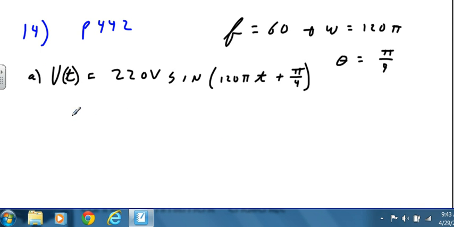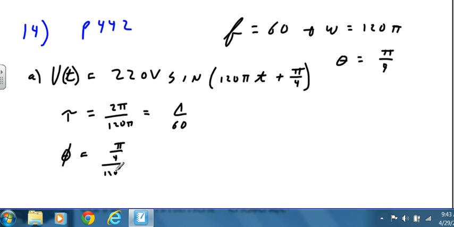So I look at it and I say, well, the period is 2 pi over 120 pi, giving me 1 over 60. And I see that the phase shift is going to be pi over 4 divided by 120 pi, which is 1 over 480. I think we did this before. Didn't we just do this?